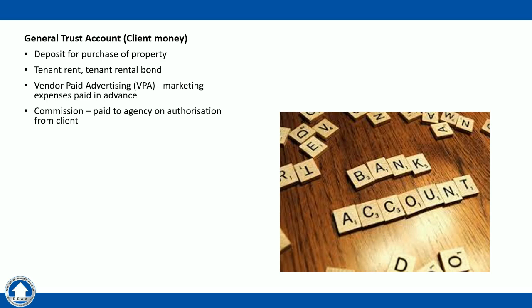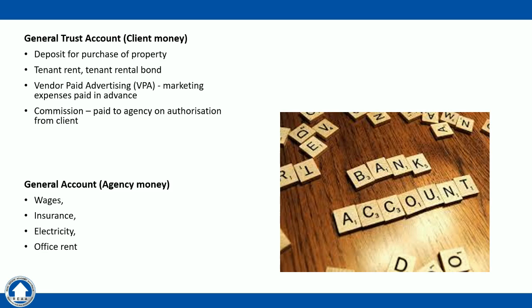from the client or their legal representative to allow the agency to disperse that commission into the second type of bank account, which is the general account, which is agency money and is used for the operation of the business and the agency's day-to-day expenses such as wages, insurance, electricity, office rent, etc.